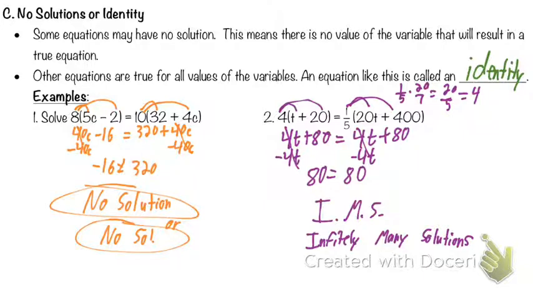Now, did anybody notice something in this step here, 4t plus 80 equals 4t plus 80? What did we might notice here? The same thing. It's the exact same thing. That's a dead giveaway when you have quite literally the exact same thing. 4t plus 80, 4t plus 80. Now we're going to have infinitely many solutions. Okay, if you have the exact same thing, nothing is different.